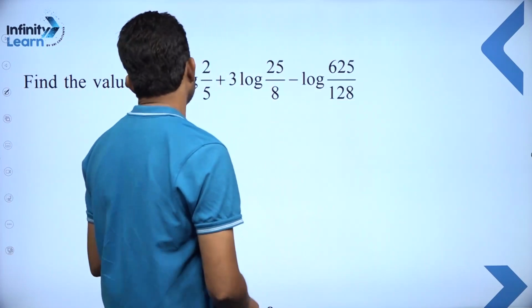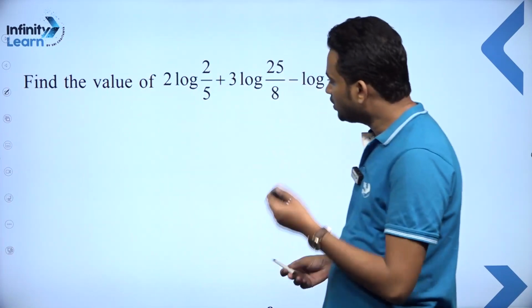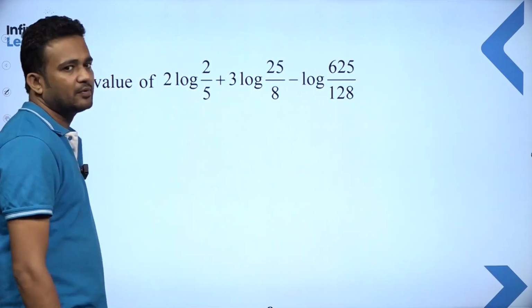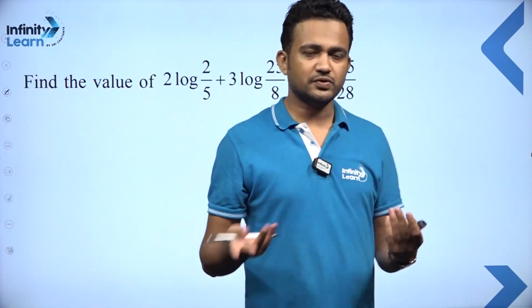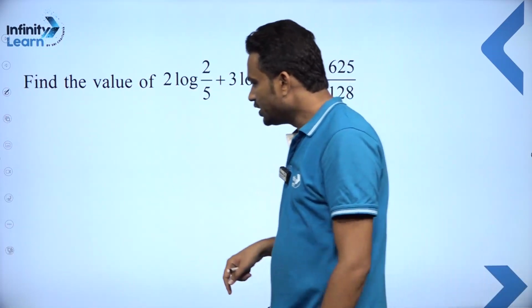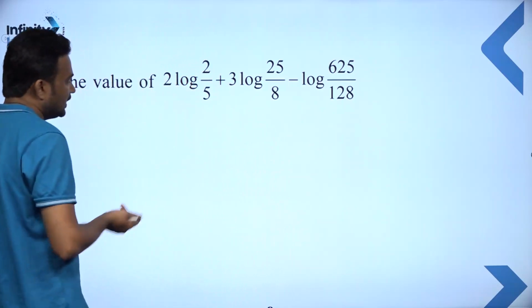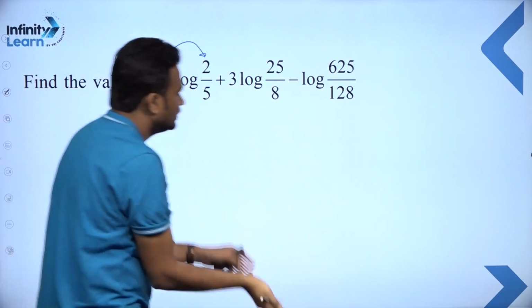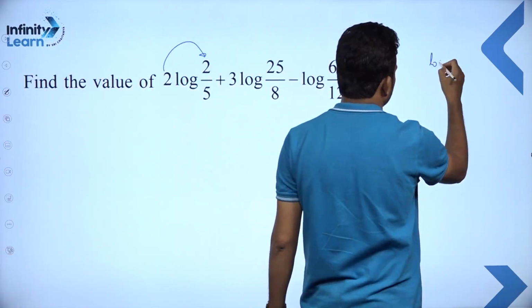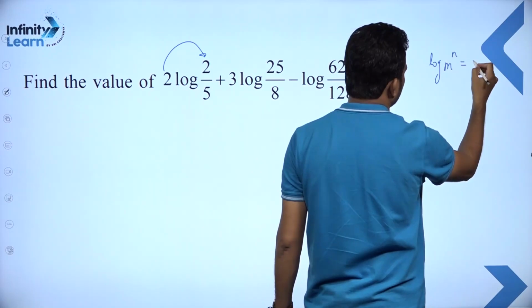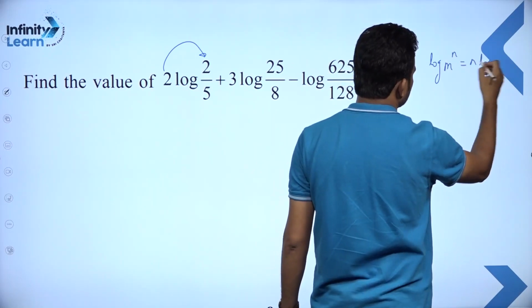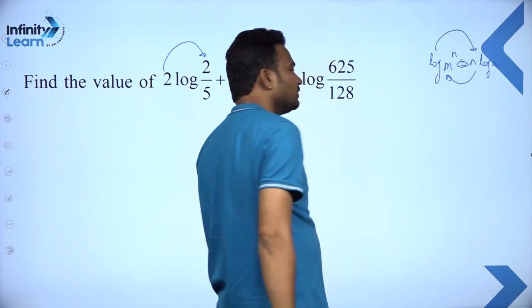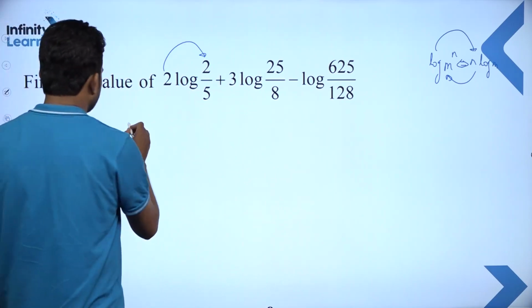Okay, let us solve this question. Find the value of 2 log 2 by 5 plus 3 log 25 by 8 minus log 625 upon 128. So you have to use the property here, that is log m by n. But before using this, let us bring this coefficient in the index power. Use this property: log m power n is equal to n log m. This is true from both sides. Either we can write this in this form or we can write it in this form. Both will be true.